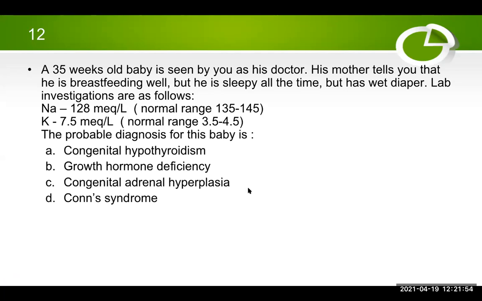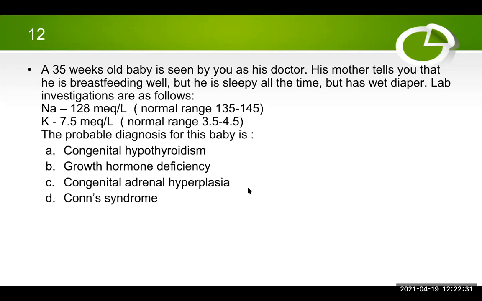Anybody? Sir, C. Yes. C. You think this is a case of CAH, congenital adrenal hyperplasia. Can you give me reason? Sir, I got a clue from lab investigation, sir. The sodium level is low and potassium level is high. Sir, in CAH there is decrease in aldosterone too, sir, which main function is to excrete potassium and retain sodium. So in this case, this thing is given, sir.